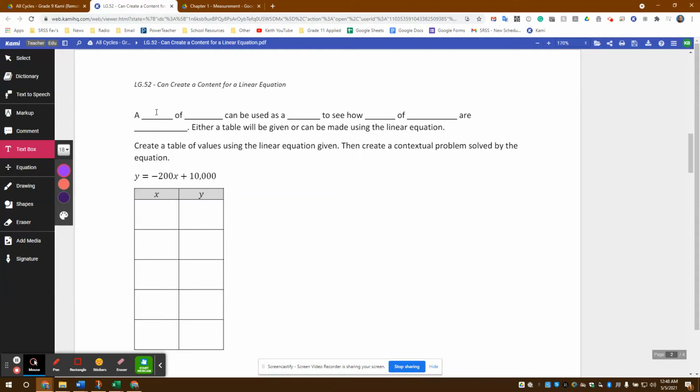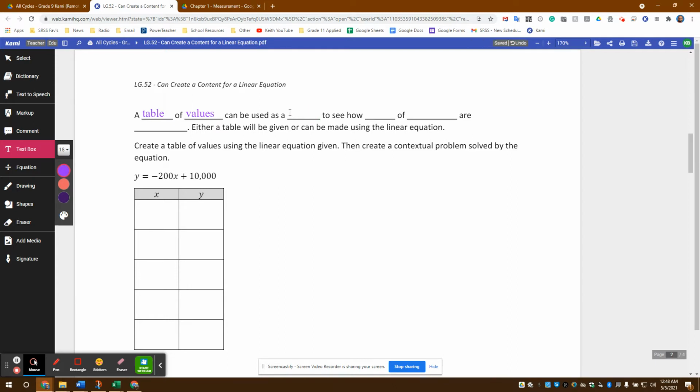Now, the final thing that we're going to take a look at is when we have a linear equation and we're unsure of how to come up with a problem or a question that represents that linear equation, we can use a table of values as a guide. Okay, so we can use it as a guide.